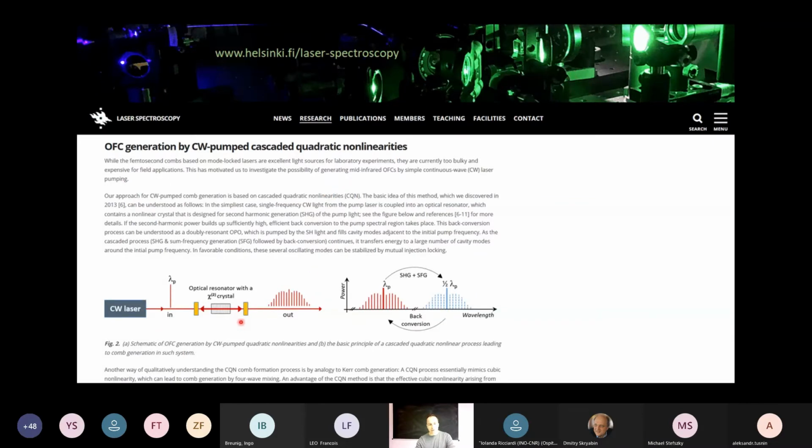So in our experiments, we use free space resonators with bulk crystals, just like what Yolanda explained. And it's quite interesting that even though we have these Chi2 nonlinearities in free space resonators, the observations are very similar to what we see with Chi3 microresonators.